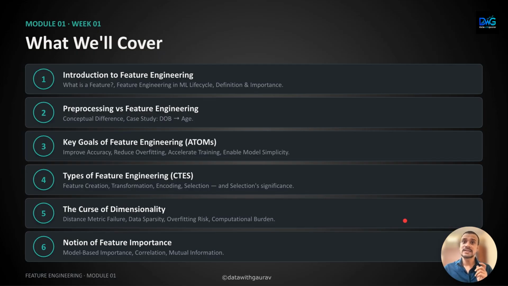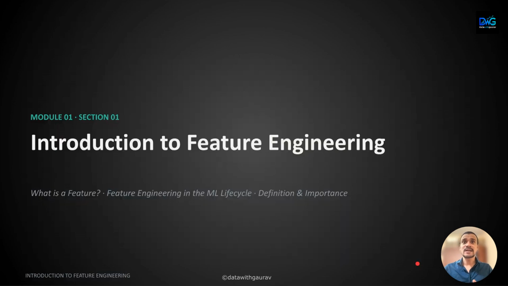Finally, we will look at the challenges of high dimensional data. We'll understand the curse of dimensionality and wrap up by learning how different machine learning models determine which features are most important. So, let's start with module 1, section 1 today, that is Introduction to Feature Engineering.